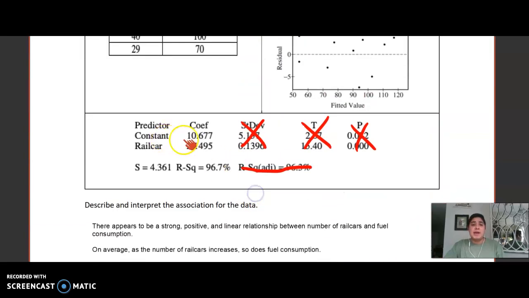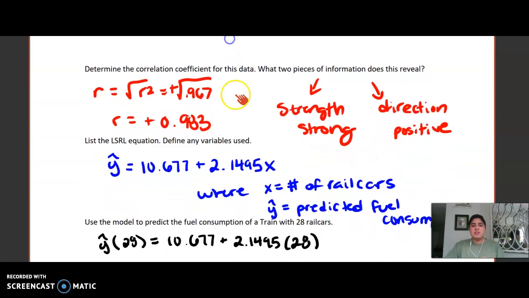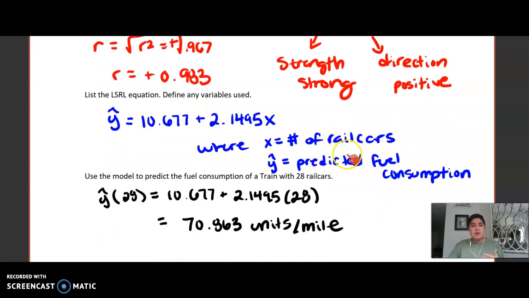Now, another popular question is to list the LSRL equation. So again, here I have my constant, which is my intercept, and then the slope is special, so it always gets a name. So here's my a, here's my b, so y hat equals a plus b x. And notice that I'm going to define my variables.